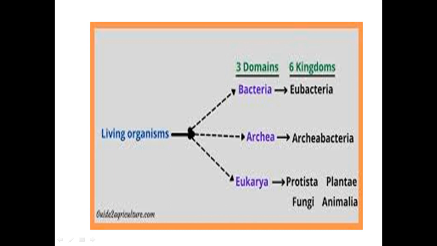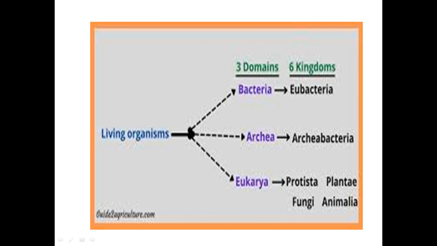The subgroups of the domains, as we said earlier, are what we call the kingdoms. We have 6 or 5 kingdoms, as we are going to explain here. The subgroup of bacteria, which we call eubacteria, is one kingdom. A subgroup of archaea, which we call archaebacteria, is another kingdom. Then 4 subgroups of eukarya are known as kingdoms. You can have protista, plantae, fungi, and animalia.